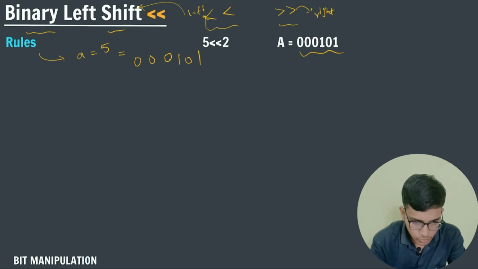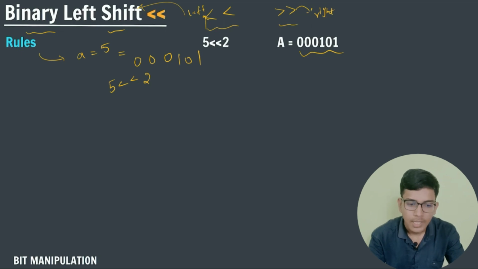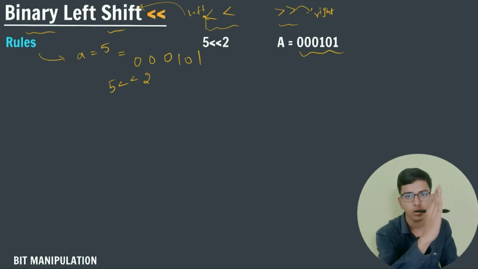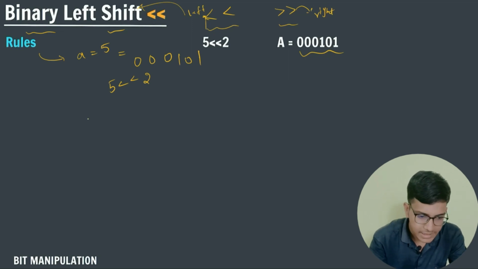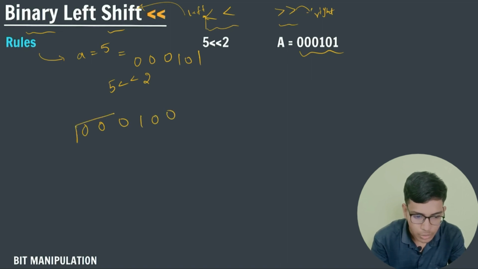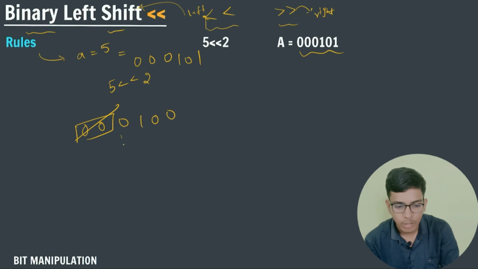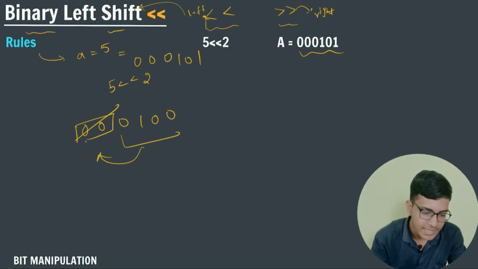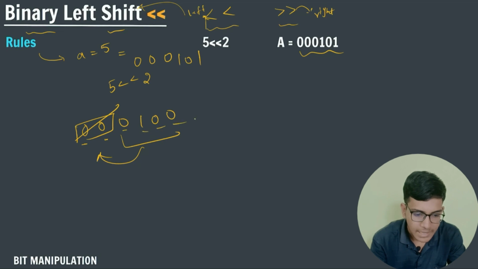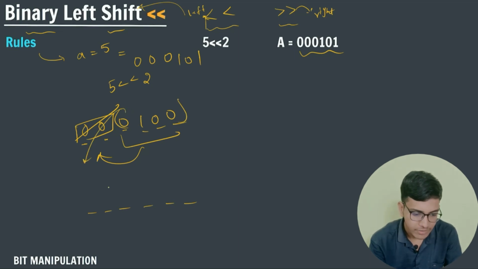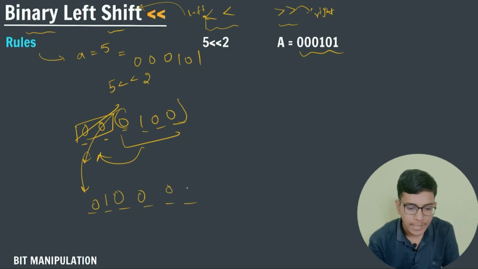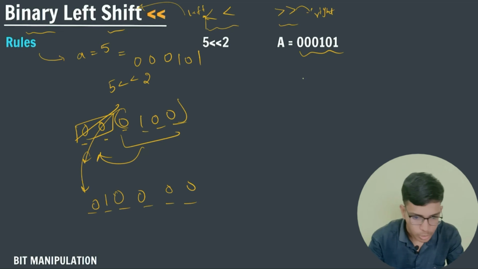Now when I give 5 left shift 2, it means take the left elements, delete them, and do the left shift of that particular number. These two digits, this is my 5: 0 0 0 1 0 0. I will take the first two digits on the left side, delete them, and push this number towards the left side. How many digits are there? 1 2 3 4 5 6. So I will push this number to my left side. The value will become 0 1 0 0, and at the end I will add 2 zeros. So this is how binary left shift works. So this is the value.